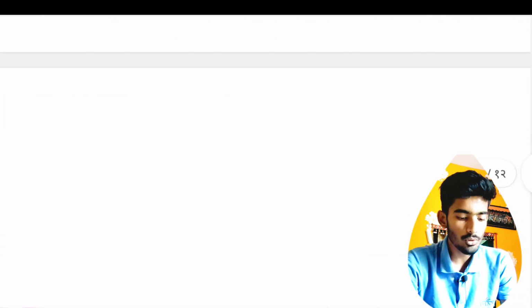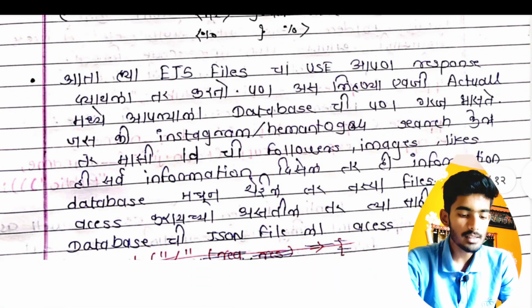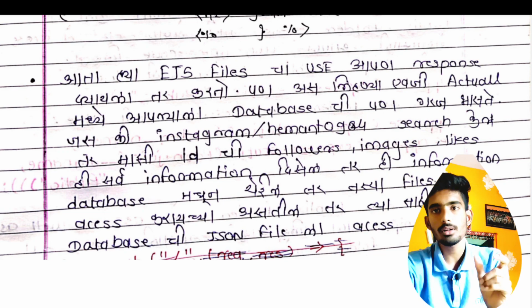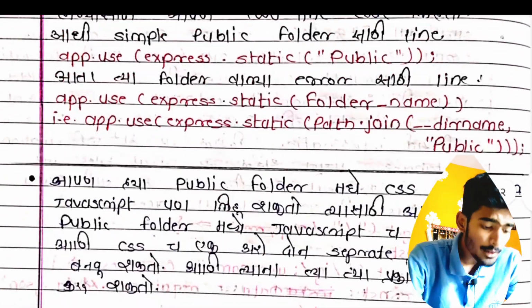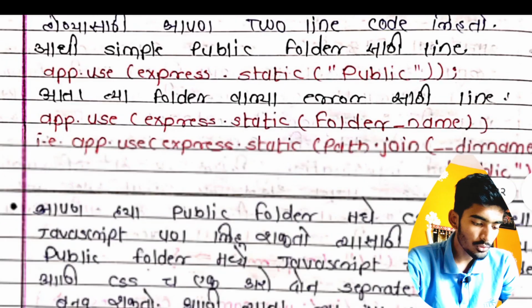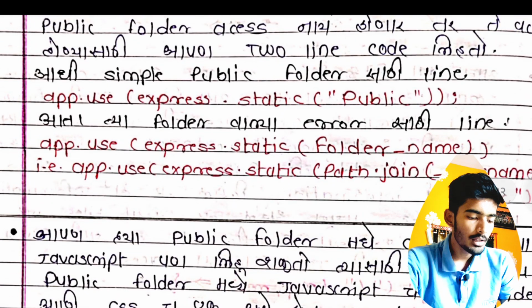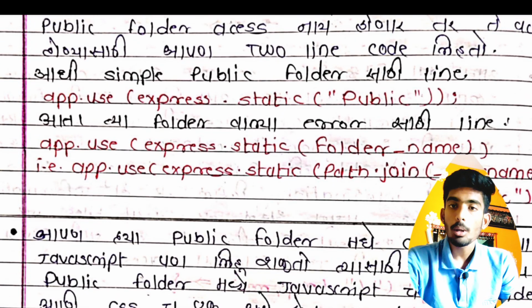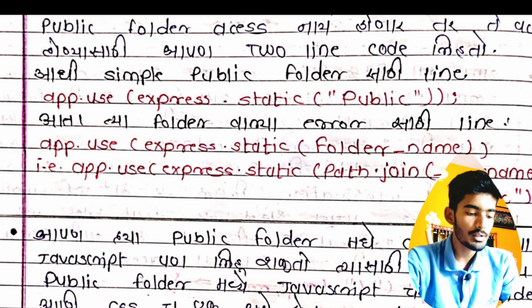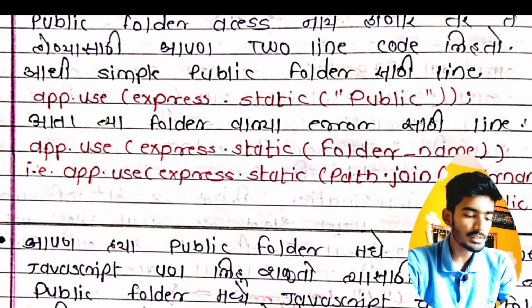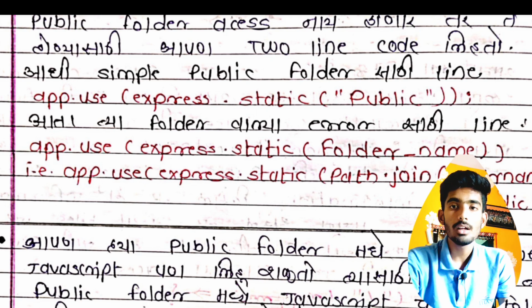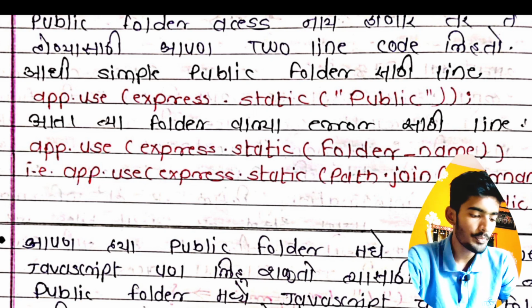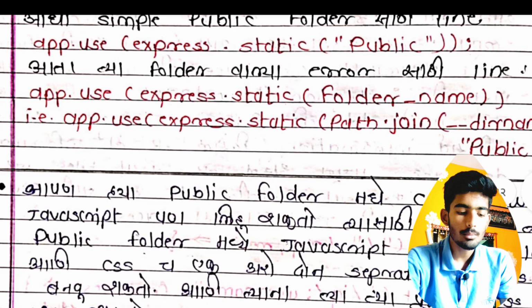Similarly, if you want to use CSS files or JavaScript files, then you have to store those CSS and JavaScript files in the public folder. And to access that public folder, you use app.use express.static public, as I have written in our notes. So this is a single line of code. You have to use all these middlewares while using the folders and the CSS and JavaScript files. So app.use express.static public folder.